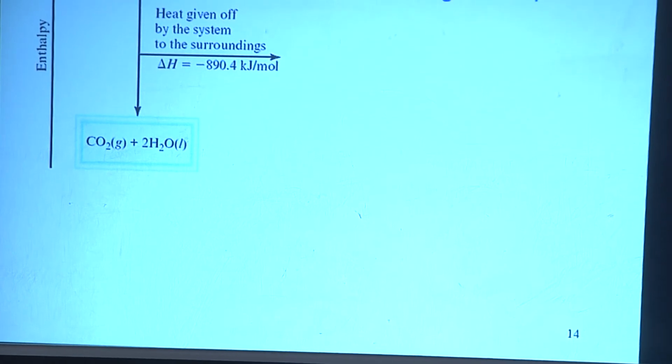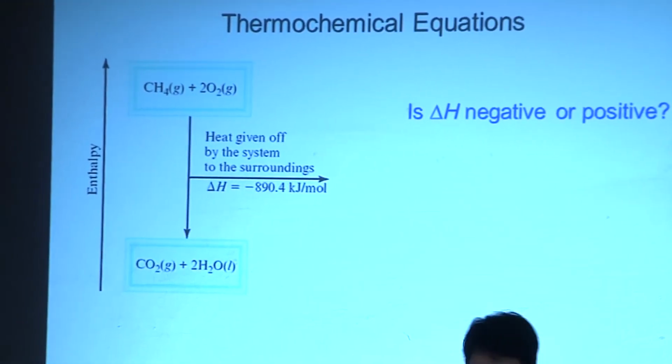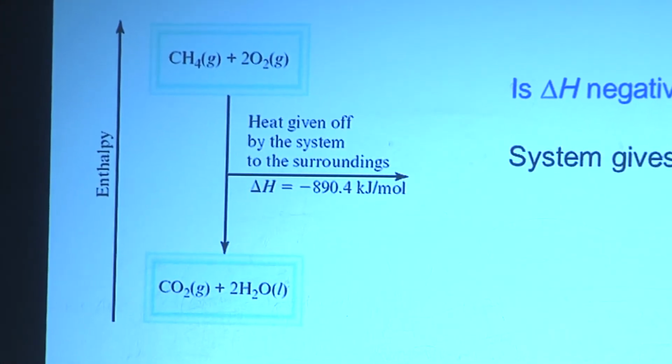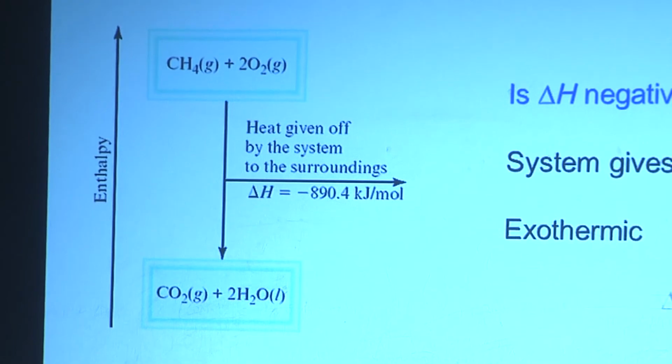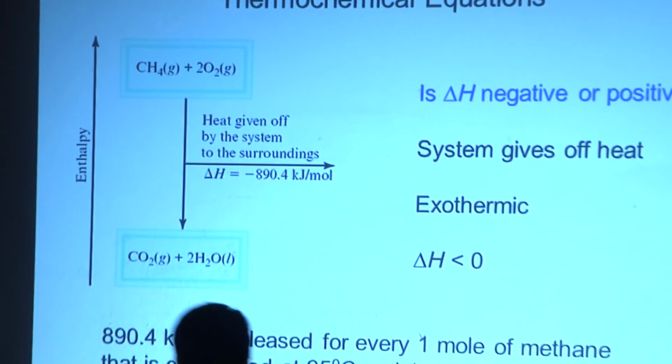Okay, and so here's the combustion reaction we saw, right? The combustion reaction, heat is given off by the system to the surroundings. Delta H is large and negative, right? System gives off heat. This is exothermic. Delta H is negative. It is less than 0.